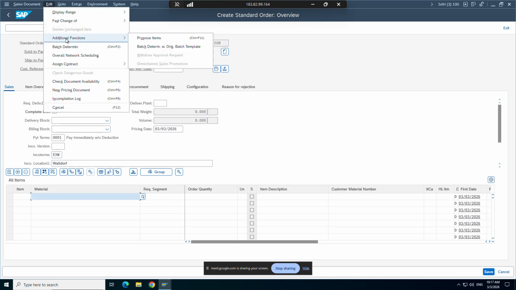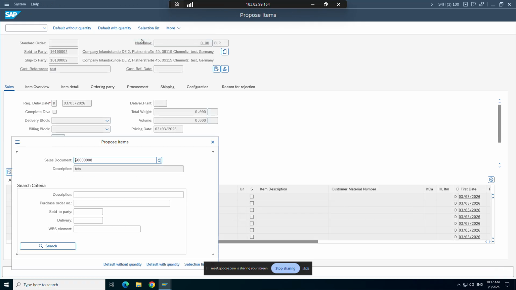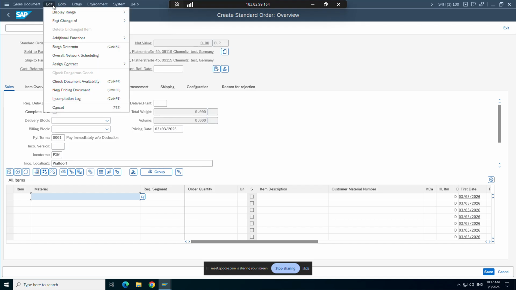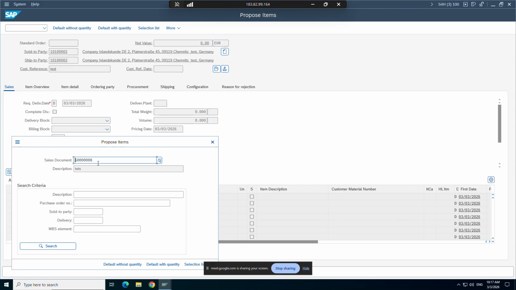Order additional function, propose item. So see, it has taken. Let's say I'm proposing. I go to edit, additional function, propose item. Okay, it has already automatically taken the data or the list which we have maintained. Now I have few options here. You see, default without quantity, default with quantity. Let's say we click on default with quantity.